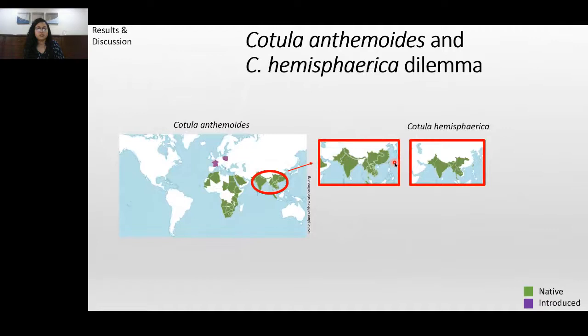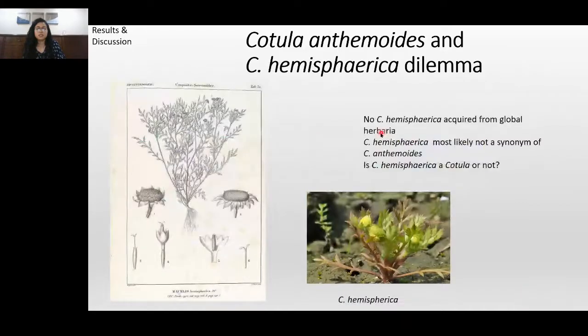And then looking at Cochlear anthemoides and Cochlear hemispherica, as you can see over here, both of these species occur in Asia. But no, I have not acquired any Cochlear hemispherica material from any of the global herbaria from which I have loans. But what I've seen from the type material is Cochlear hemispherica is most likely not a synonym of Cochlear anthemoides. And ultimately, the question is, is Cochlear hemispherica a cochlear or not?